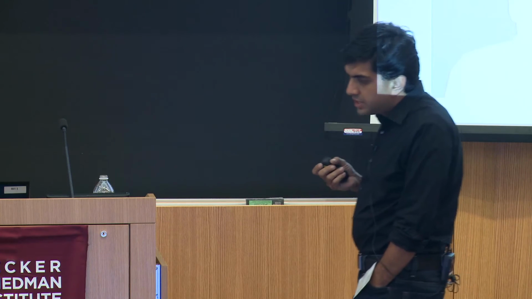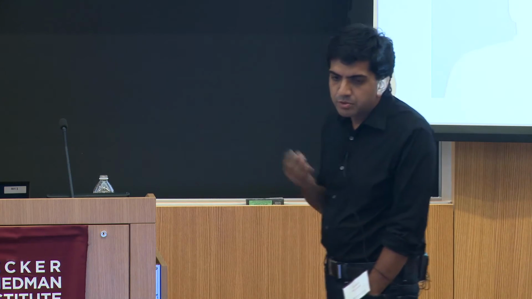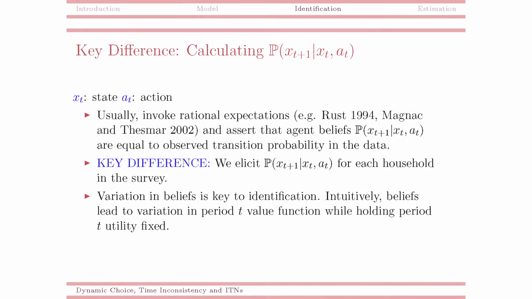Okay. So what's the key difference between what we do and a standard dynamic choice model? The key difference really is an exclusion restriction. In our particular case, we achieve it by collecting information about beliefs. At some point in a standard dynamic choice model, you usually invoke a rational expectations type assumption that asserts that agents' beliefs about what's going to go on next period, conditional on this period, are equal to the observed transition probabilities in the data. So the key difference for us is that we're going to elicit these transition beliefs for each household in the survey.